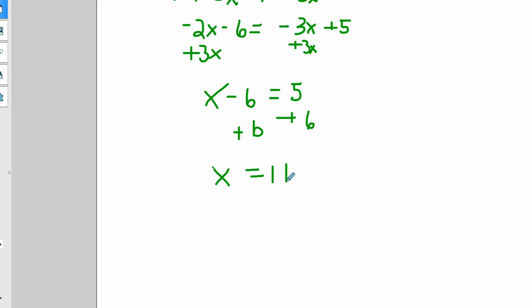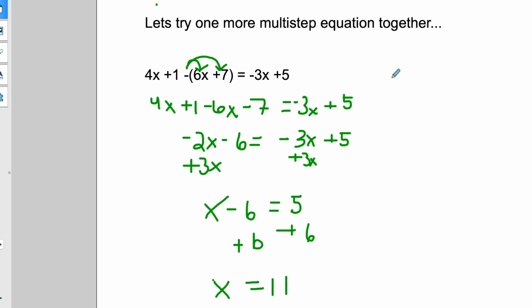You know, I really think we should check this one. So let's do a quick mental check. Plug in 11 for the x's and let's see if it works. It looks like it does. So this would be correct.